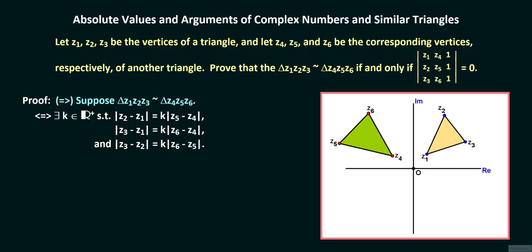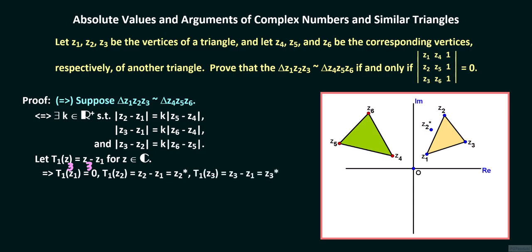We define the transformation T sub 1 of z to be equal to z minus z sub 1 for all complex numbers z. T sub 1 of z1 is 0, so that z1 is translated to the origin. T sub 1 of z2 is z2 minus z1, which we call z2 star. T sub 1 of z3 is z3 minus z1, which we call z3 star.